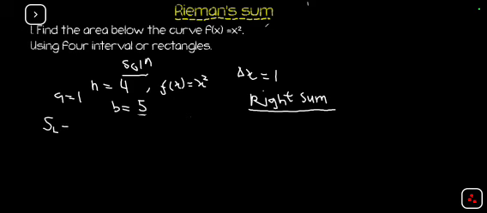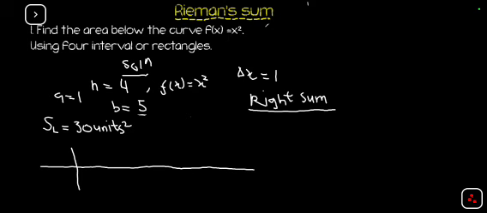So SL would give us 30 units squared. Let's do the tabulation for the right hand sum. Now for the right hand sum, this is the x and this is the y, which is equal to f of x.